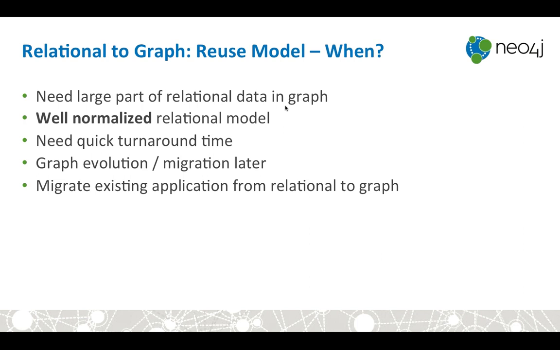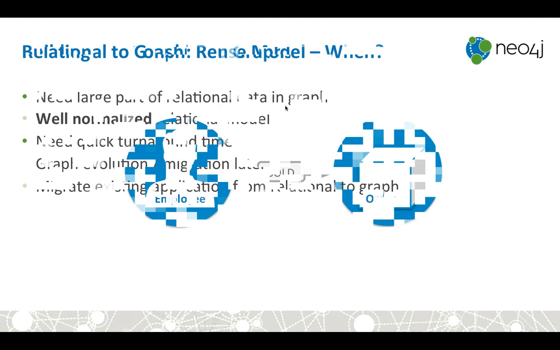When I need a quick turnaround time, so I don't want to, or I don't have time to do graph modeling. So for instance, when I do spikes or proof of concept operations, or I just want to try something out really quickly to show that it works in principle. And then I have the ability to later migrate my graph or evolve my graph into a better structure or different structure, or clean out certain aspects of that later on.